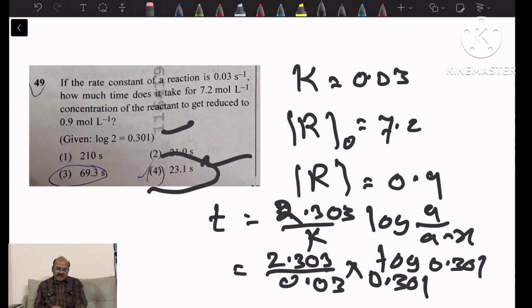So how much time is required? How much time does it take for 7.2 mole concentration of the reactant to get reduced to 0.9? We have to calculate the time, so this formula can be used. That is the rate equation for the first order reaction, 2.303 upon k log of this. If you simplify this, you will get the answer. This is also a direct question, and hardly 1 minute, or 1.30 seconds, is sufficient to calculate this problem. Very easily you can get the answer.